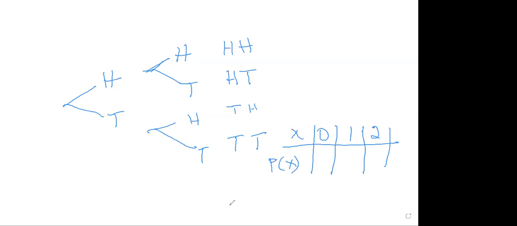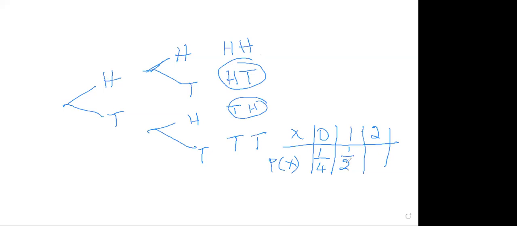So what is the probability of getting 0 heads? Only this outcome gives 0 heads, so it's 1/4. Now the probability of getting 1 head: we have 1, 2, so that is 2/4, which is half.